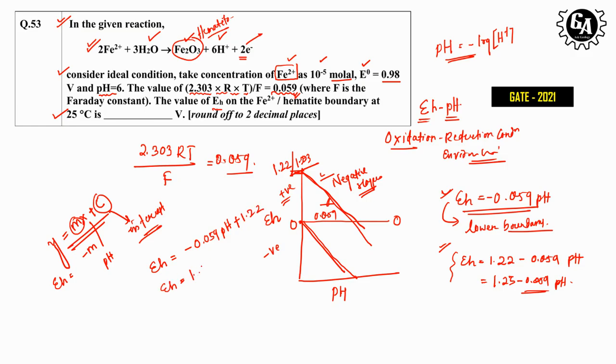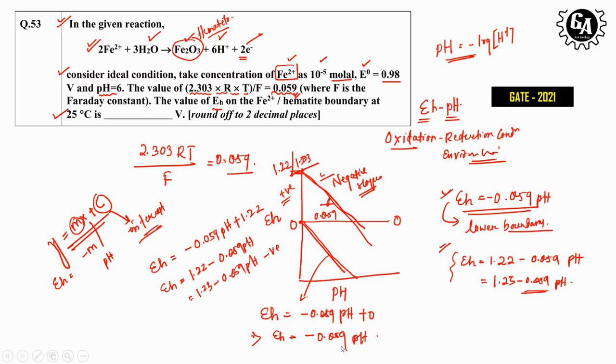EH is equal to 1.23 minus 0.059 pH. Like that, for this lower boundary, what is EH? What is the slope? This is minus 0.059. This is mx, where x is your pH, and what is the intercept? The intercept is 0. So simply for the lower boundary, EH is equal to minus 0.059 pH. Okay, this much is clear.